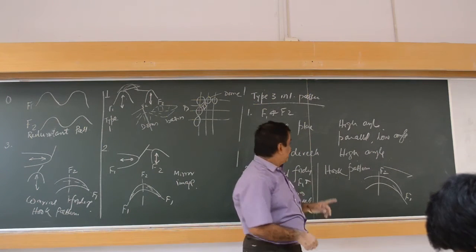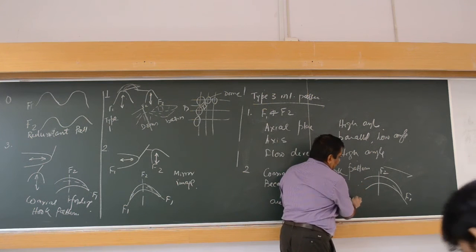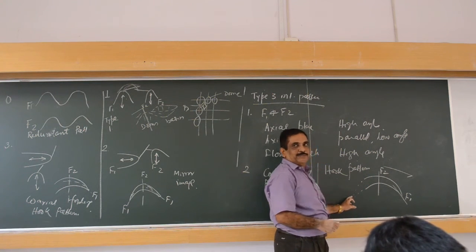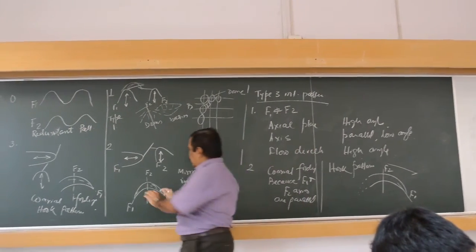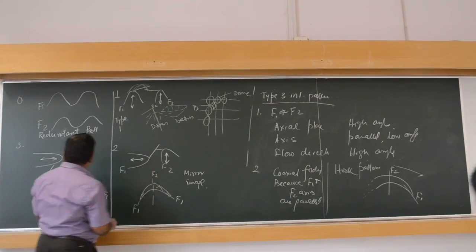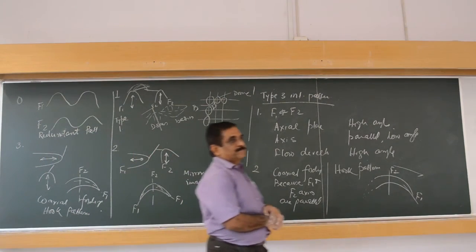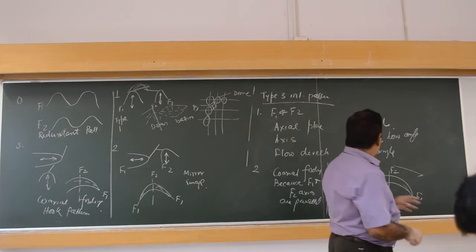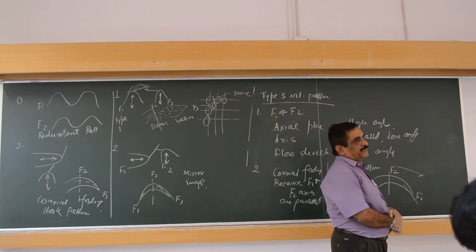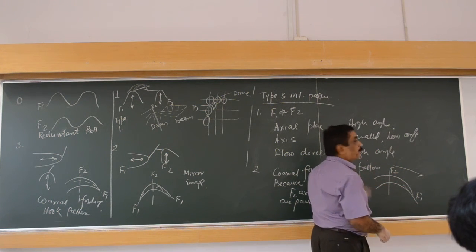So the difference between mirror image and this: in a mirror image, both sides will close. In case of mirror image, both sides it is closing and you get a true F1. But in case of type 3, it closes in only one direction, one side. Understood? So only one F1 appears, so it is not a mirror image. So this is called hook pattern.